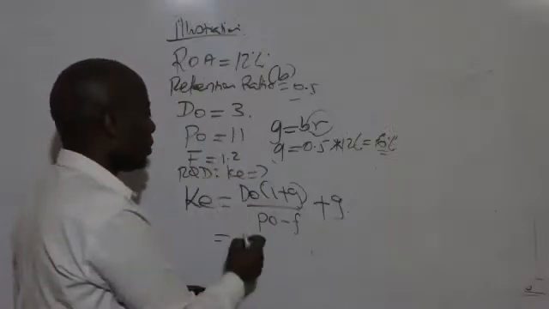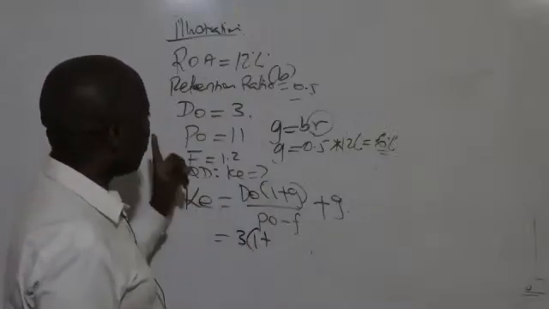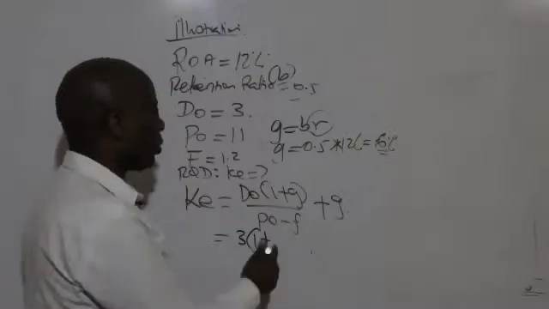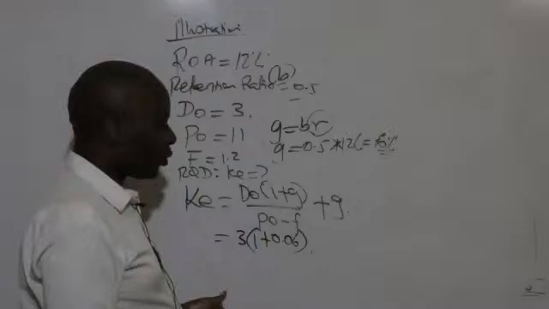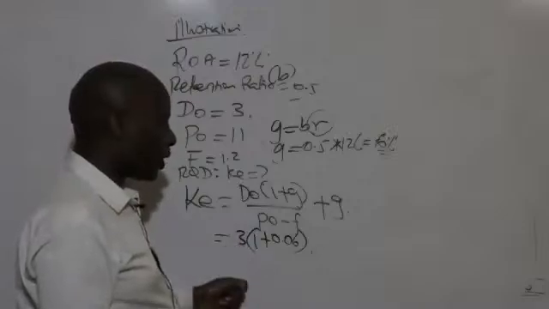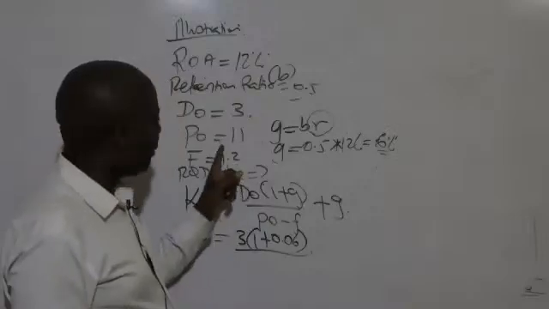So the D0 is 3. We have in brackets here 1 plus the growth rate. And the growth rate happens to be 0.06, right? All over P0. P0, ladies and gentlemen, which is what here, 11.